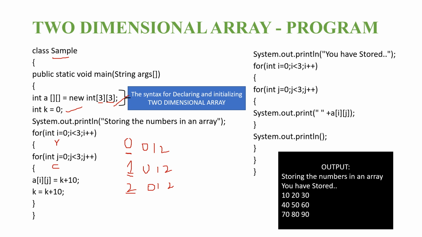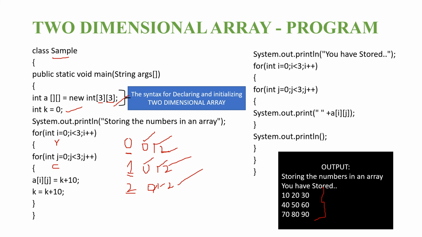Initially I am keeping the k value as 0. Now the k value will be 0 plus 10 which is 10. So 10 will be printed here. Next, now I have k value as 10. Now 10 plus 10 is 20. Next, 20 plus 10 is 30. 30 plus 10 is 40, 50, 60, 70, 80, 90. Like that it will be printed. Look here in the output.